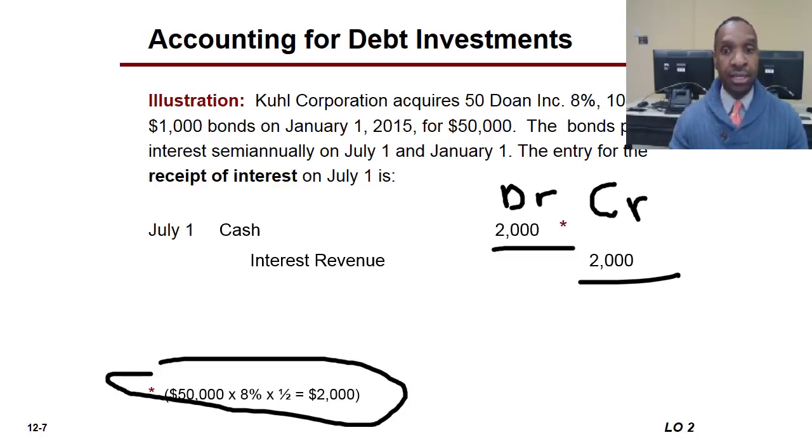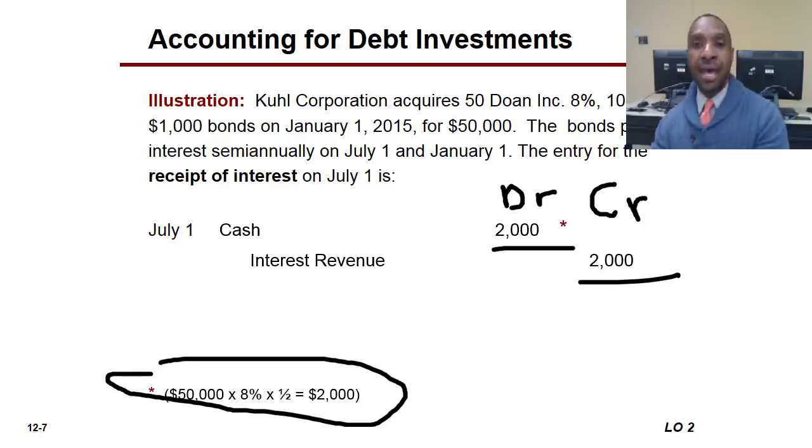So now we look at this, we've got a cash inflow, right, which is that interest, which is $2,000. So we've got a debit to our cash account for $2,000. Then we've got that credit to record that interest revenue. This is interest revenue. Remember, interest is the cost of money.